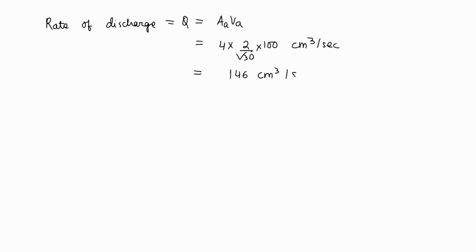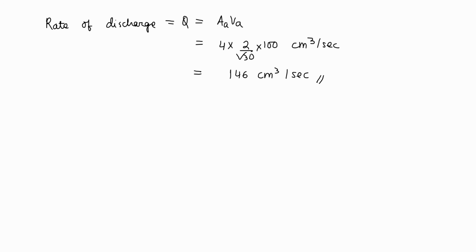So the rate of discharge, which is equal to Q, can be written as area at A into velocity at A. So area at A is equal to 4 centimeter square, and velocity of A, which is 2 by root 30 meter per second, can be written as 2 by root 30 into 100 centimeter per second. So the answer will be in centimeter cube per second. And over here on solving we attain a value which turns out to be 146 centimeter cube per second, or 146 cc per second.